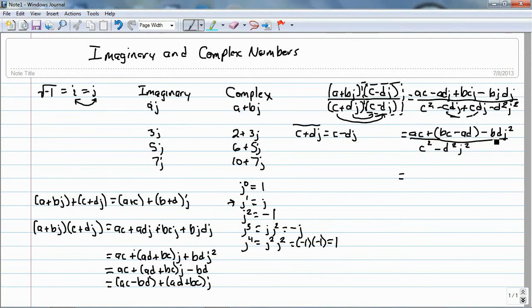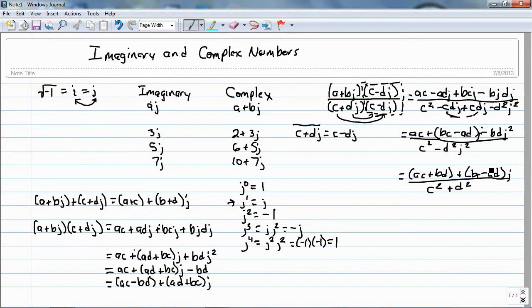Now I can simplify more. I know J squared is minus 1. Minus 1 times the minus is going to give me a plus. So I'm going to have AC plus BD plus, I forgot to put my J here. Oh, it's BC minus ADJ over, and I have J squared here, which is negative 1. That's going to give me a plus there, so I'm going to have C squared plus D squared.